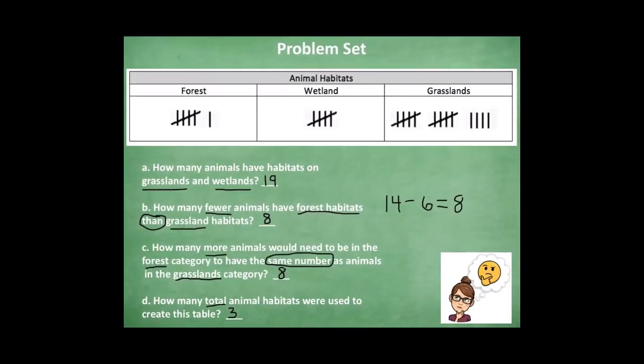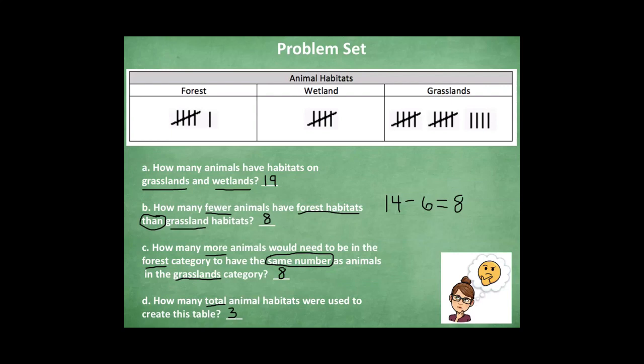Welcome back, friends. Whew, that was hard work, zoologists. Here we go. How many animals have habitats on grasslands and wetlands? Well, I had to add 2 groups together. So I noticed that there were 14 animals that lived in the grassland habitat. And there were 5 animals that lived in a wetland habitat. And I know that 14 and 5 more is, you got it, 19.